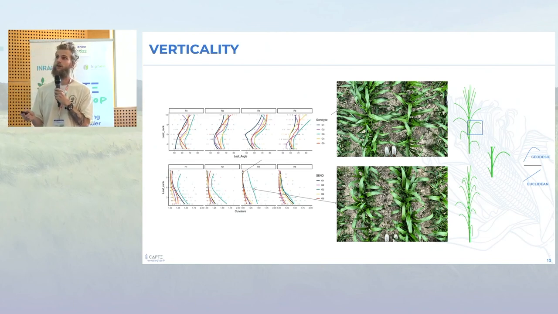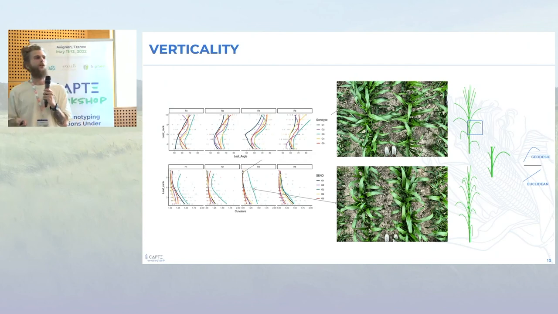this is a case of verticality, because you see there, for the third genotype, which is the most rigid, the non-plastic genotype, this is the genotype with the most curved leaf. You can see there, face to this. And with the highest average leaf angle, sorry.